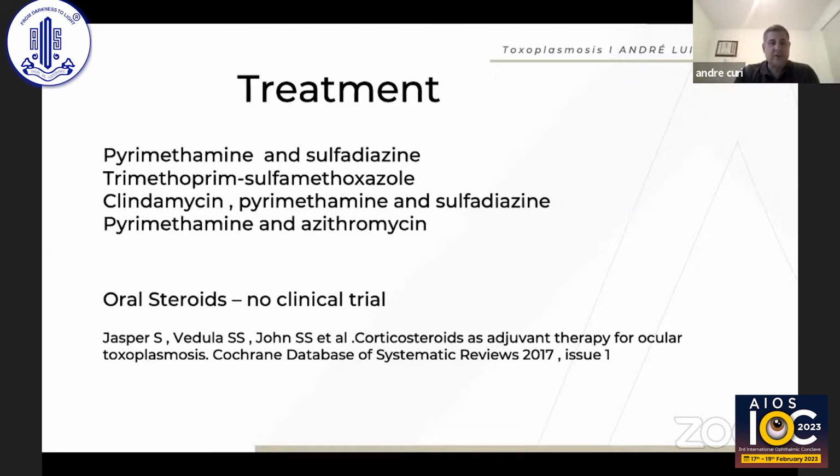treatments. Oral steroids, I usually do my treatment with oral steroids because I want to clear the vitreous and try to control the inflammation very quickly to avoid a complication like epiretinal membrane, vitreous detachment, macular hole. I will show you the number of complications we have in toxoplasmosis retinochoroiditis, but there's no clinical trial showing the benefit of steroids as an adjuvant therapy for ocular toxoplasmosis.